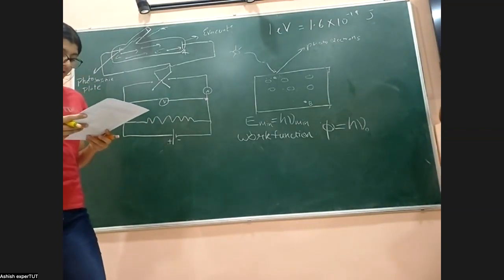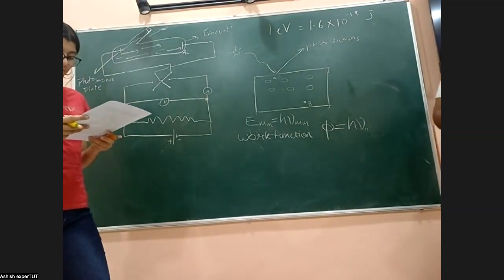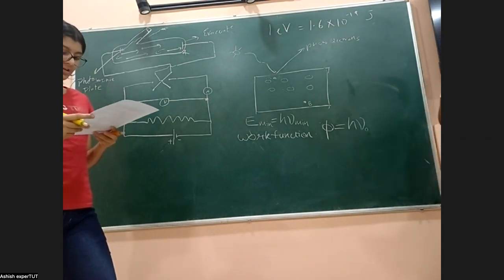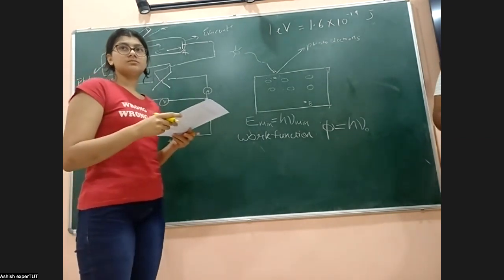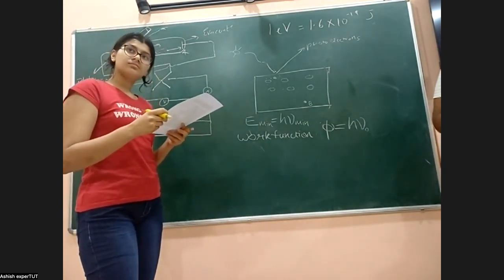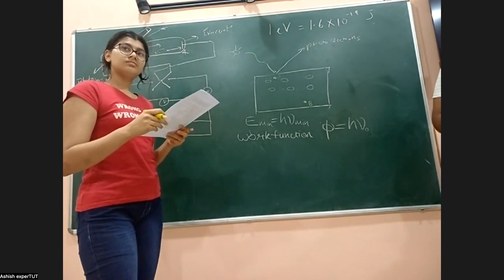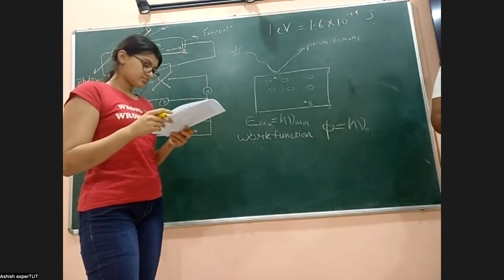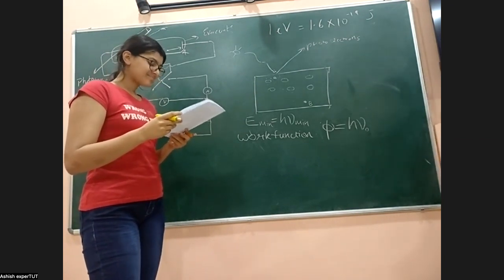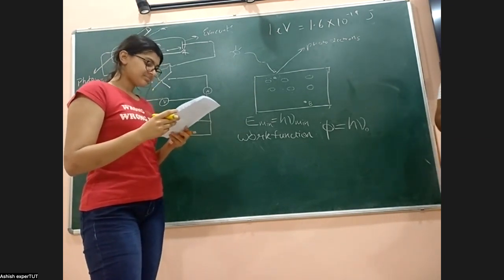If the incident energy is 100 joules and the work function of a metal is 20 joules, we will get a photoelectron of energy 90 joules. True or false? False. So question 11 is false, right?